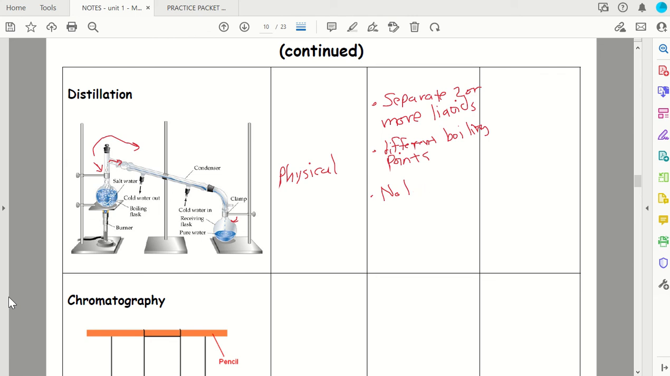So you can see that everything is accounted for at the end. It's a closed system. You're not losing anything. And that's it.